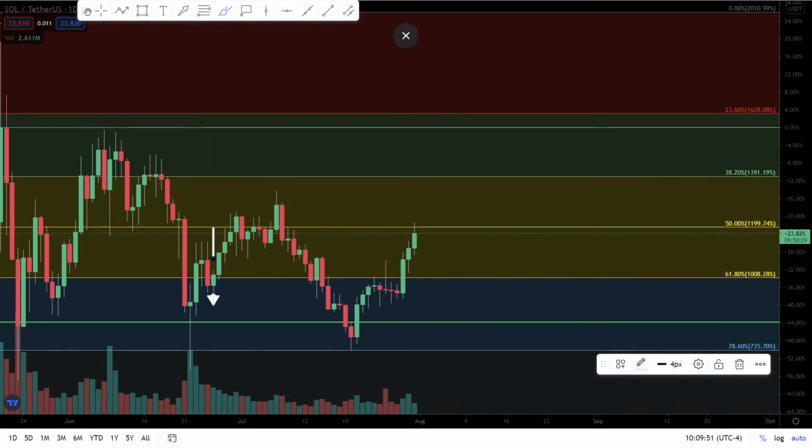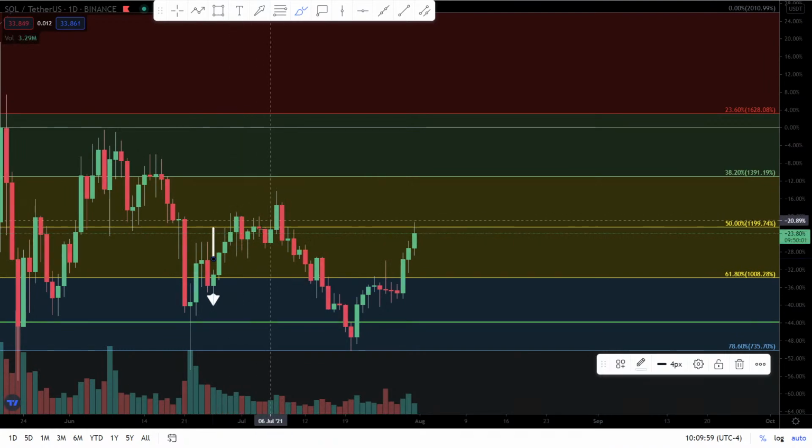This is a daily chart, so we have 1, 2, 3, 4, 5. We got almost 2 weeks, maybe 10 days, of upward moving price action after the close right here. Not a problem.